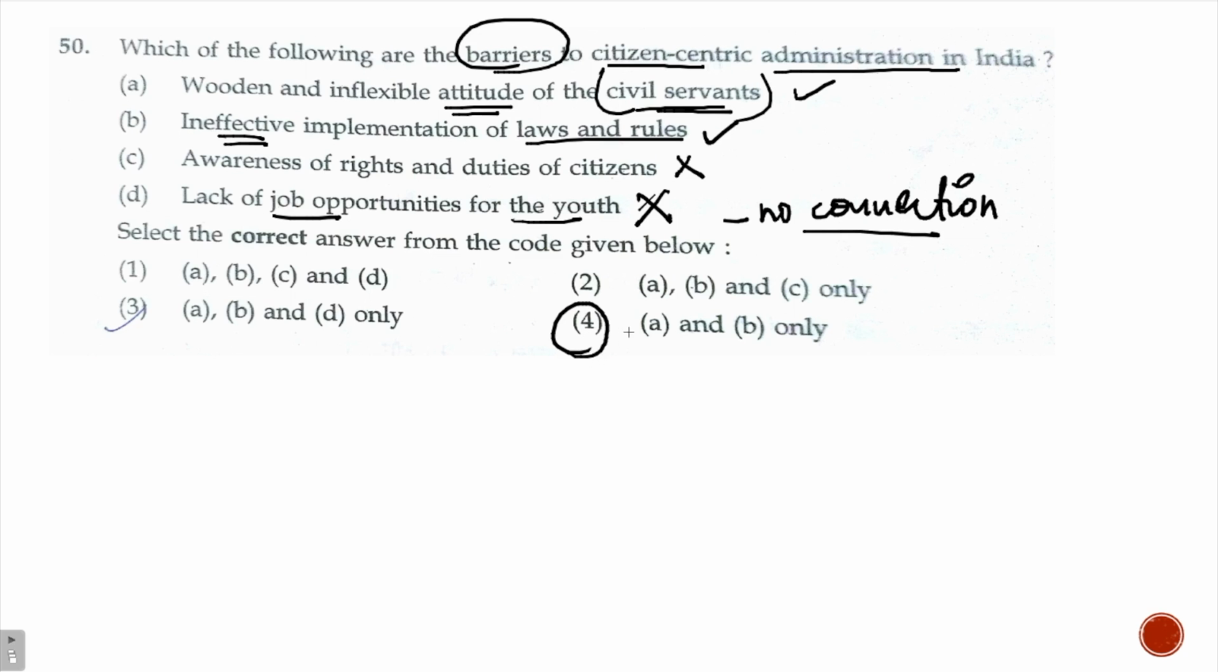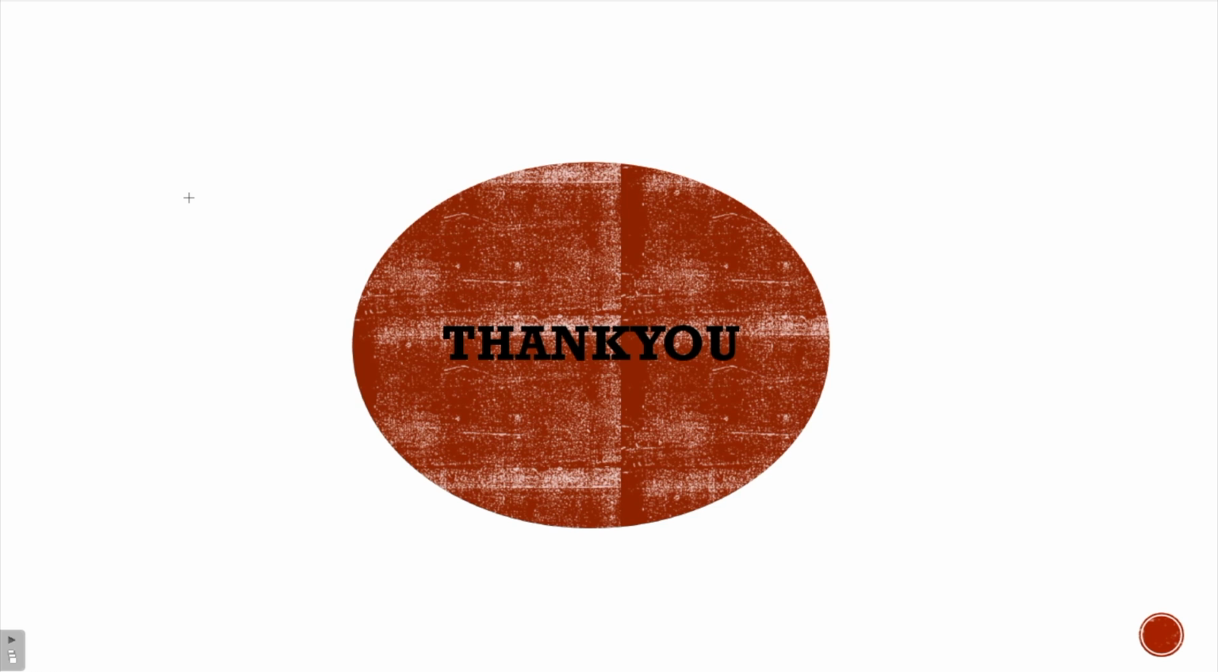So the answer is fourth, A and B only. A very good question, a very high quality question, because a lot of students marked A, B and D here. Even the paper that we could take out had also been marked as 3, but this is incorrect, just because D is not connected with the question of citizen-centric administration at all. That is why it is incorrect. So the answer is 4, A and B only. That is the correct answer as given by the answer key. So that was all for all the corrections that were required and that we've already made.